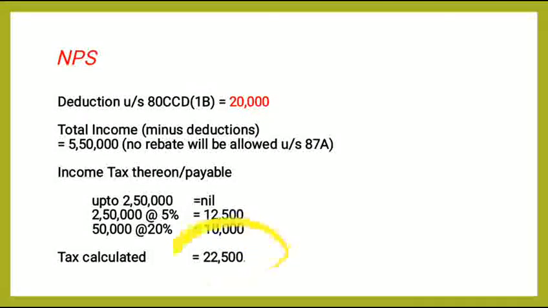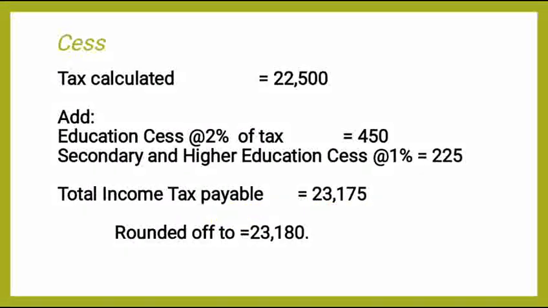So the tax calculated is 22,500. We will add education cess at the rate of 2% of the tax, that comes to 450. Secondary and higher education cess at the rate of 1% of tax, that is 225. So the total income tax payable is 23,175. It is to be rounded off to the nearest 10. Here at the units place we have 5, so we will round off this figure to 23,180.